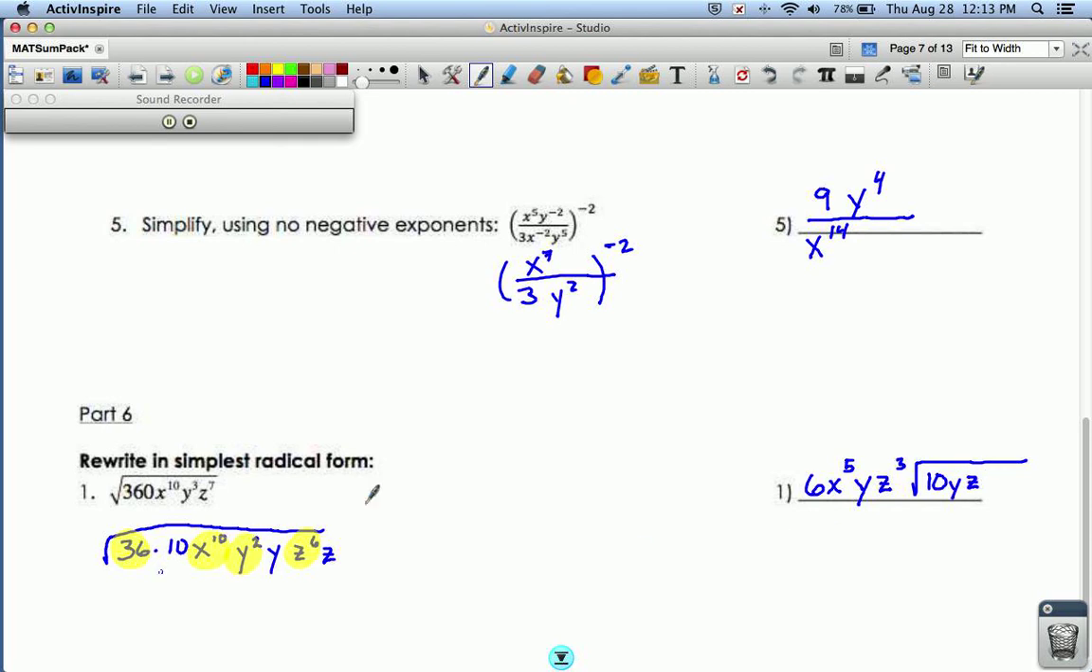Remember, a square root is equal to, so square root of x is equal to x to the 1/2. So if you want to think about raising x to the 10th to the 1/2, you want to multiply the 10 and a half, and there's where the 5th comes from there.